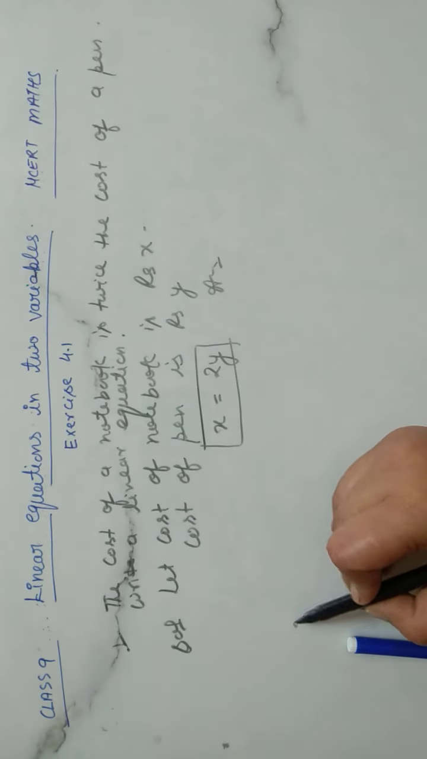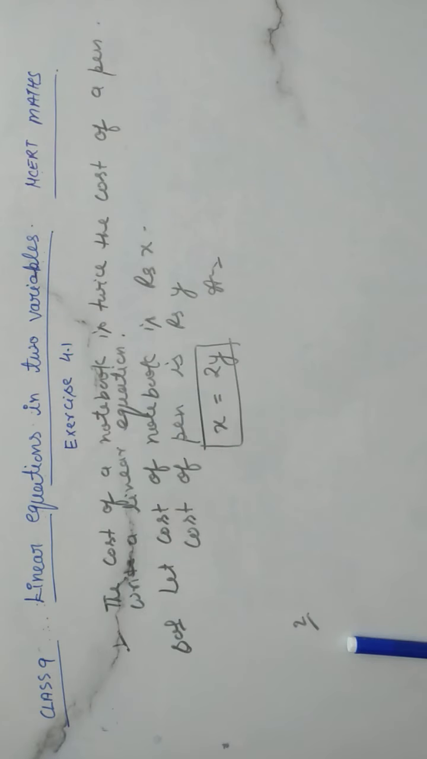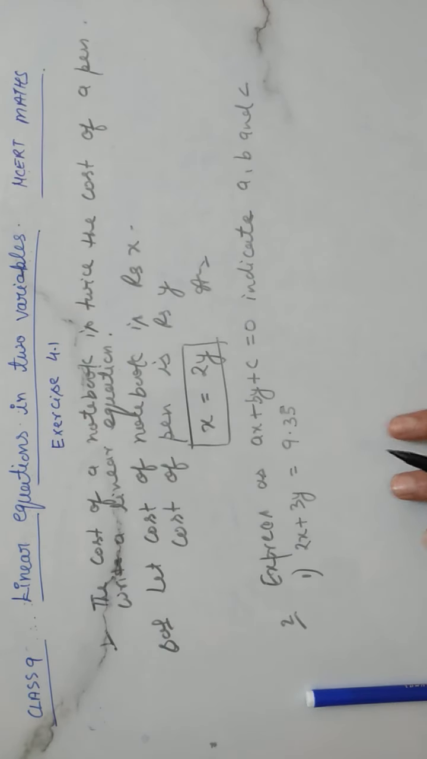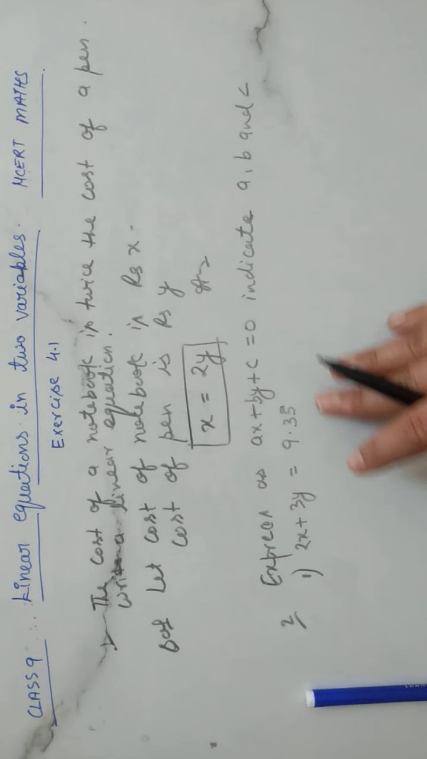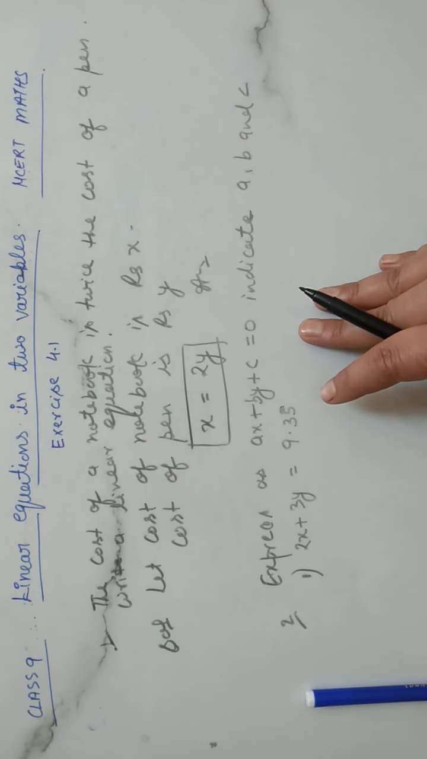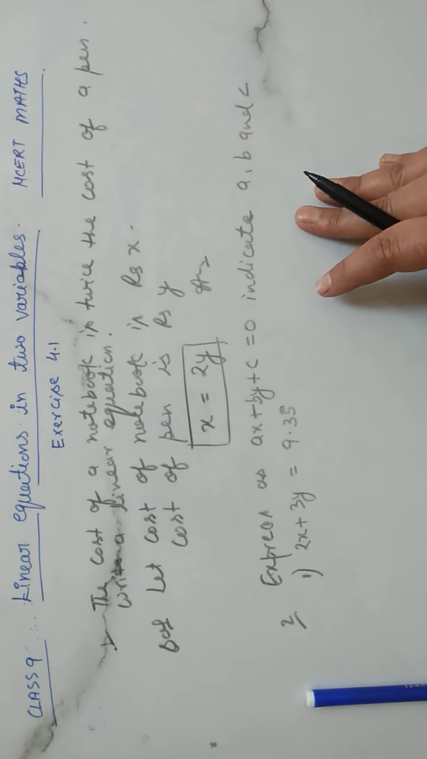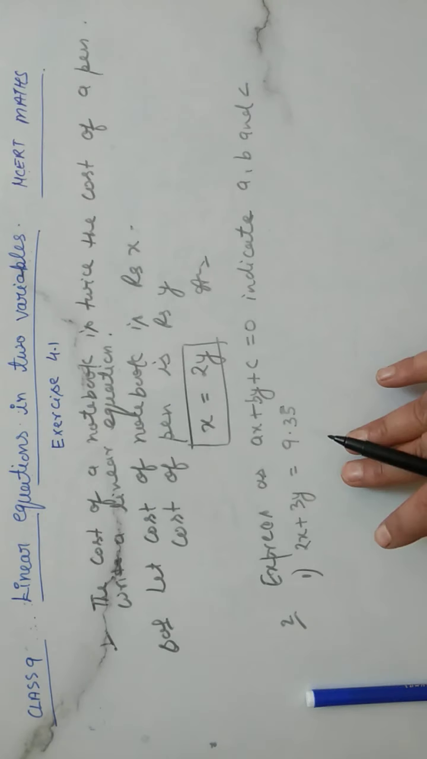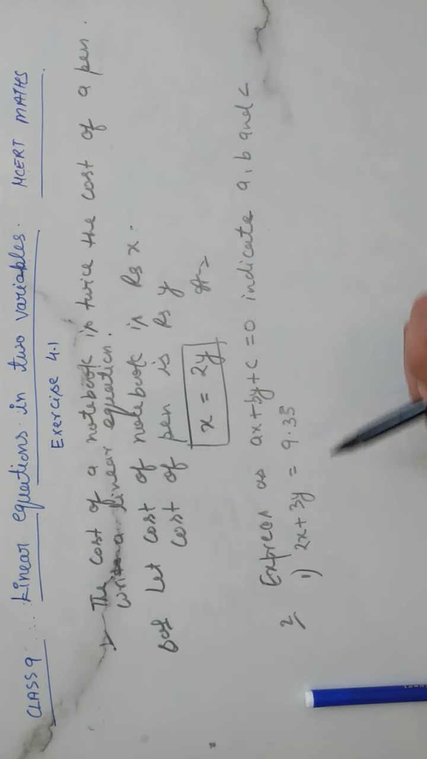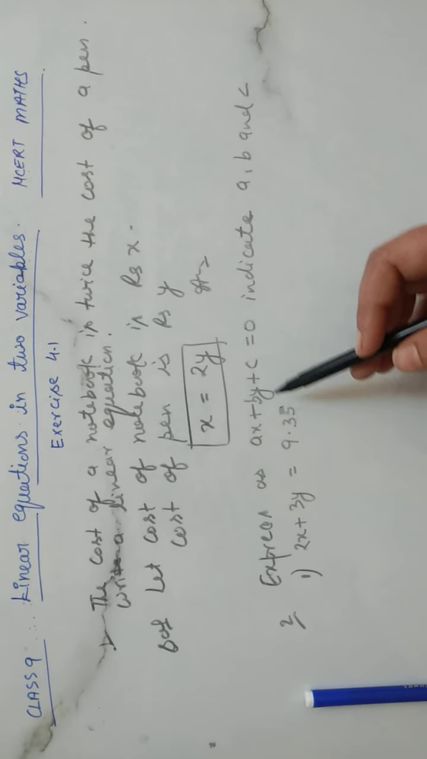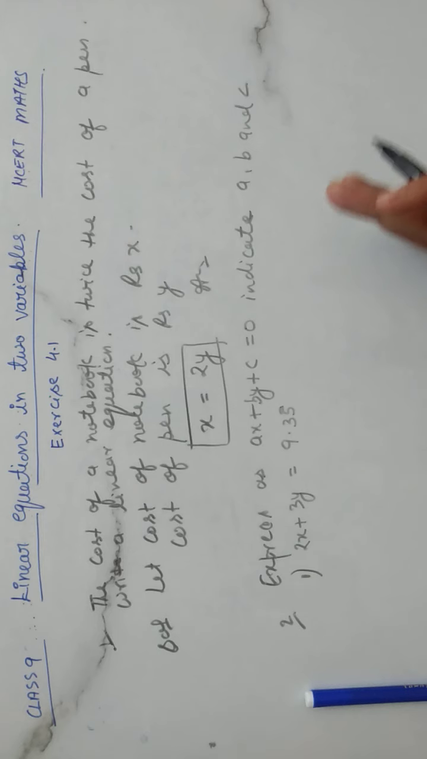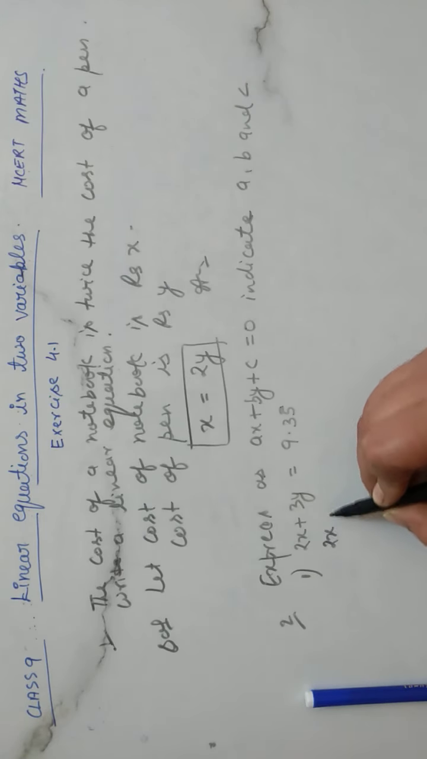Now come to question number two. Our question is given to us and we have to express it in the form ax plus by plus c equals 0, and we also have to indicate what a, b and c are in the given equation. When we compare both, a, x we are having, b, y we are having, but for c we have to change its position. We have to take all the things to a single side. So how you will write it, just have a look.